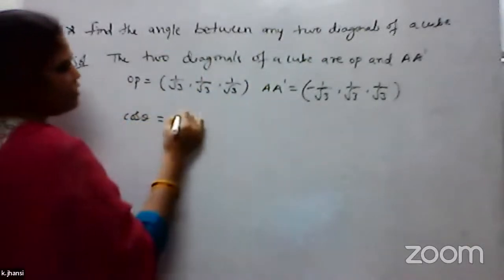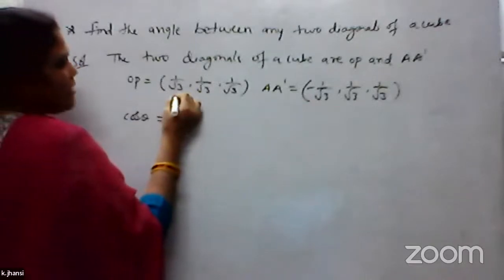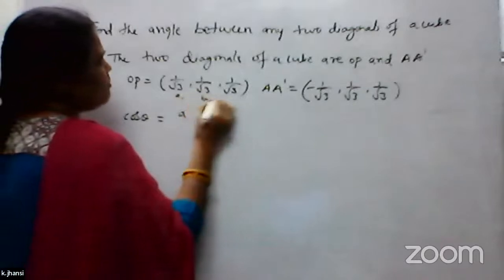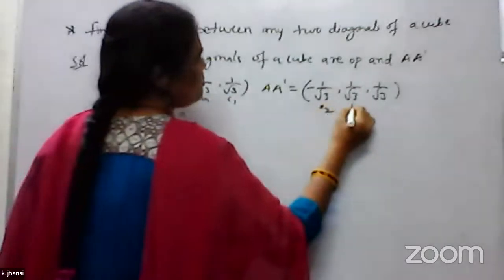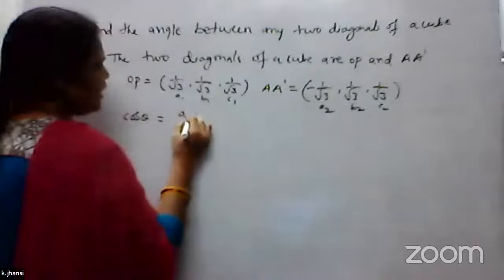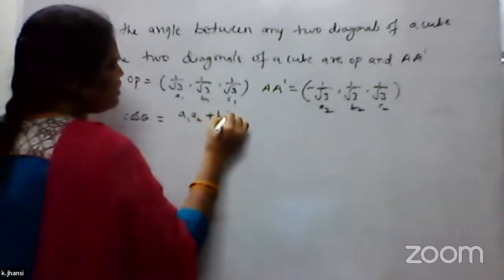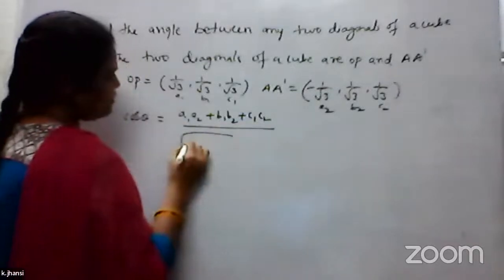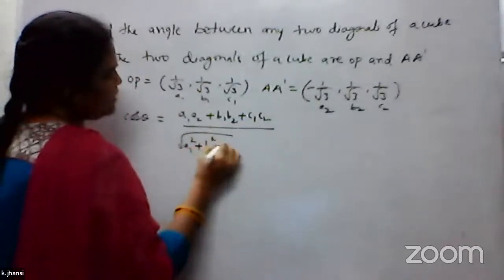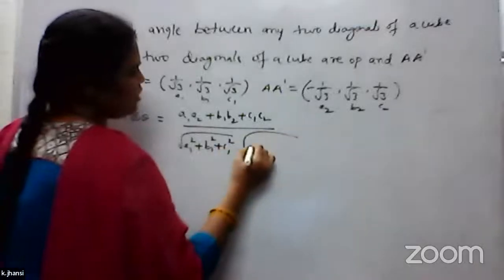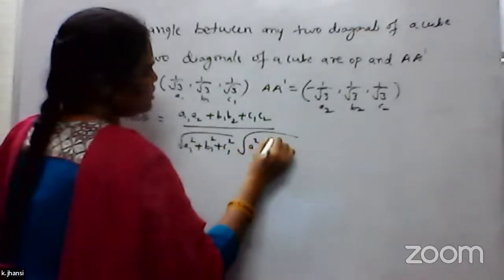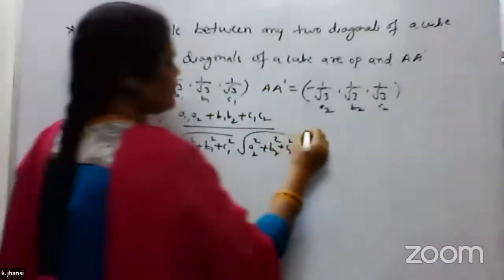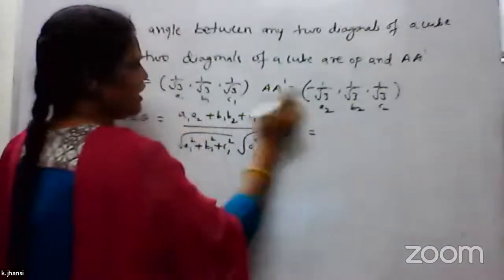if you consider them as A1, B1, C1, and this is A2, B2, C2. So A1 into A2 plus B1 into B2 plus C1 into C2 by under root of A1 square plus B1 square plus C1 square under root of A2 square plus B2 square plus C2 square. Okay, this is the formula. So when you consider them, here A1 is this one and A2 is this one.